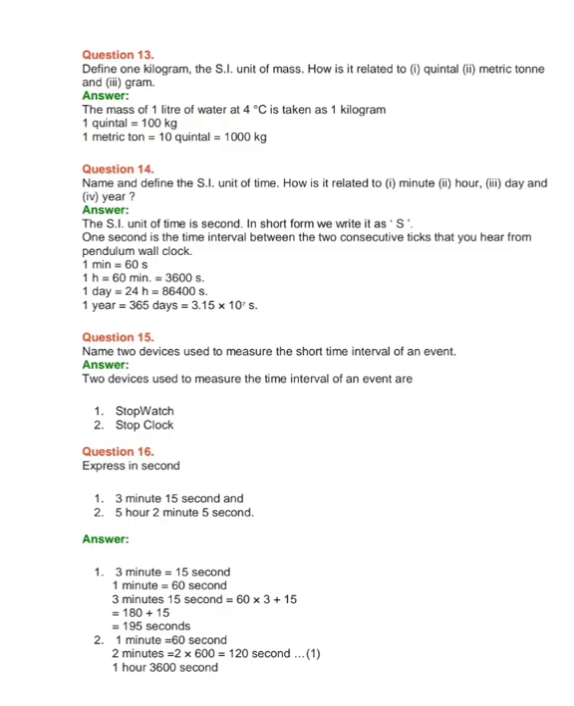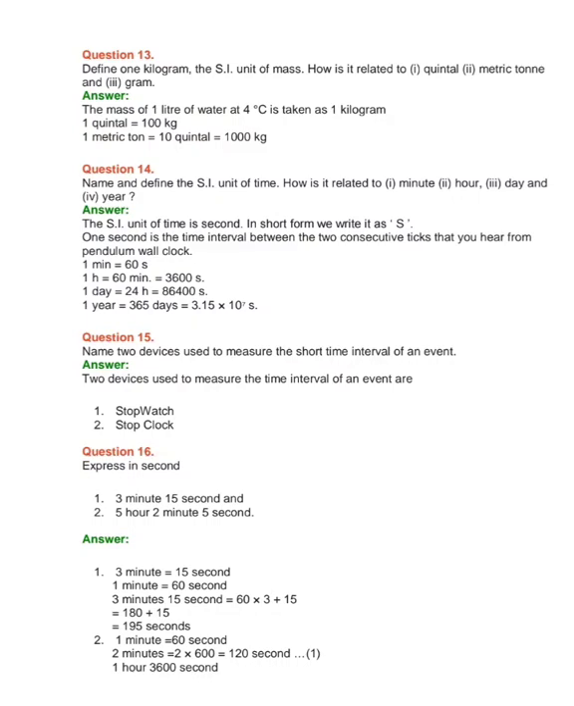Question 14. Name and define the SI unit of time. How is it related to minute, hour, day and year? Answer. The SI unit of time is second. In short form, we write it as s. 1 second is the time interval between the two consecutive ticks that you hear from a pendulum wall clock.